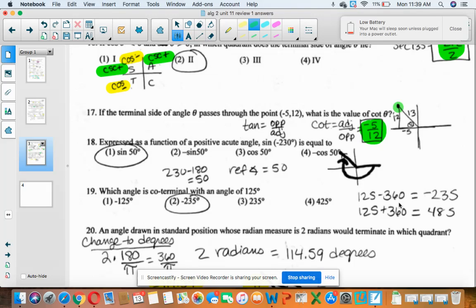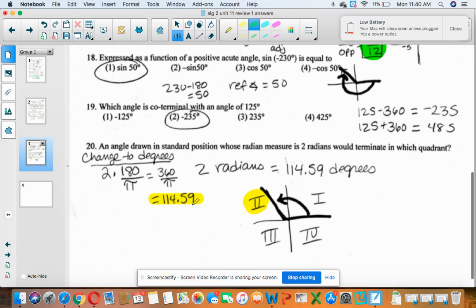I want to know which is coterminal with an angle of 125. So you add 360 and you subtract 360, and those are the two possible angles that are coterminal, because coterminal angles share that terminal ray. That terminal ray is in the exact same spot. So this one is choice 2.